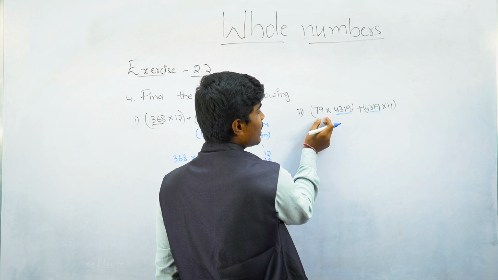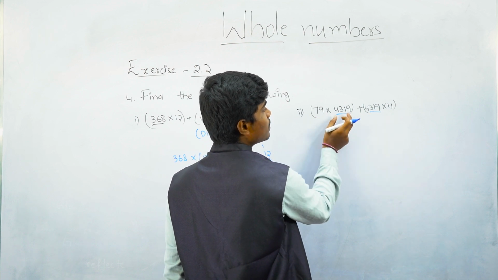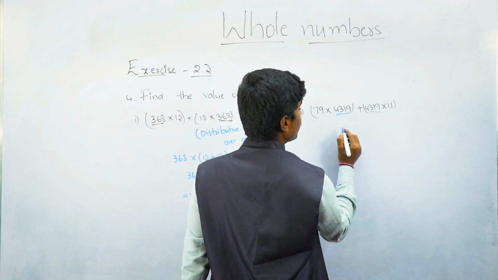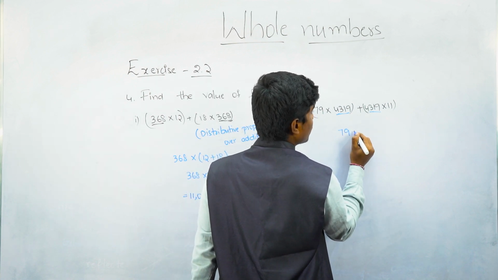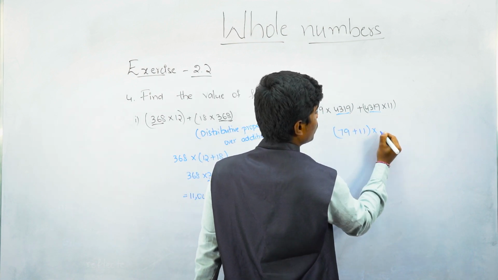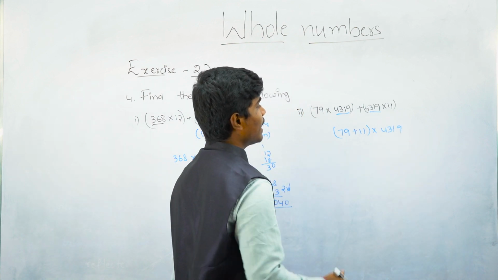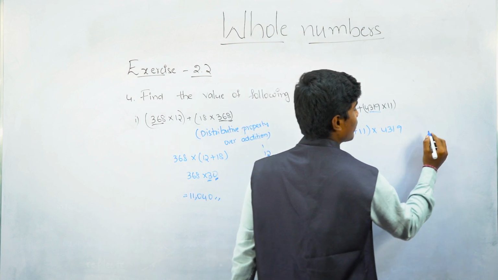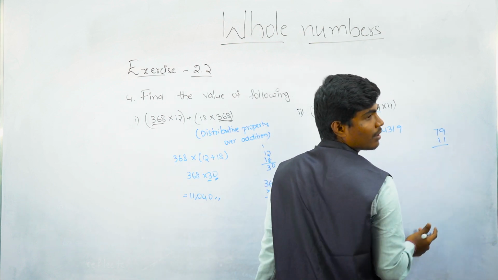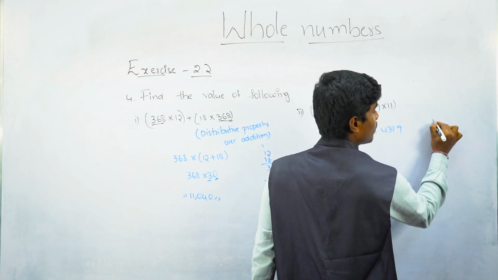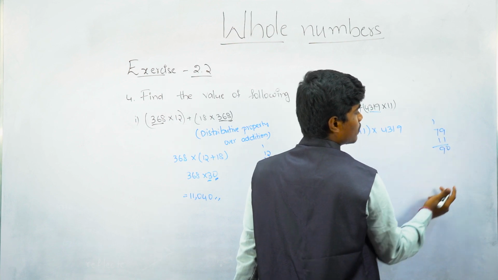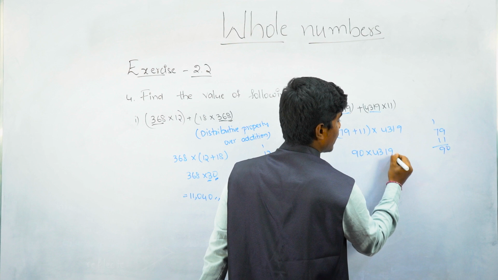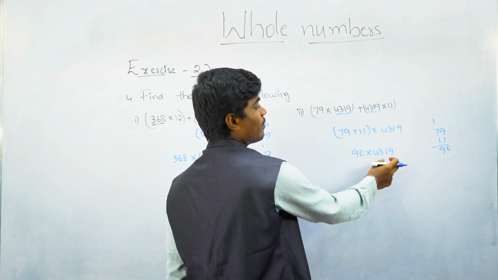In the same way, in the second problem, he distributed 439. See, 79 into 4319 plus 11 into 4319. So we can write 79 plus 11 into 4319. The answer will be the same. So first we find the value of 79 plus 11. 9 plus 1 is 10. 7, 8, 9. So the answer is 90. 90 into 4319.